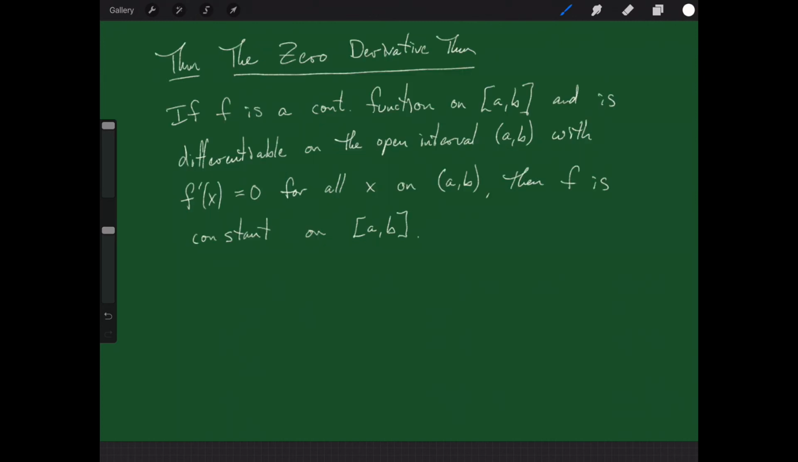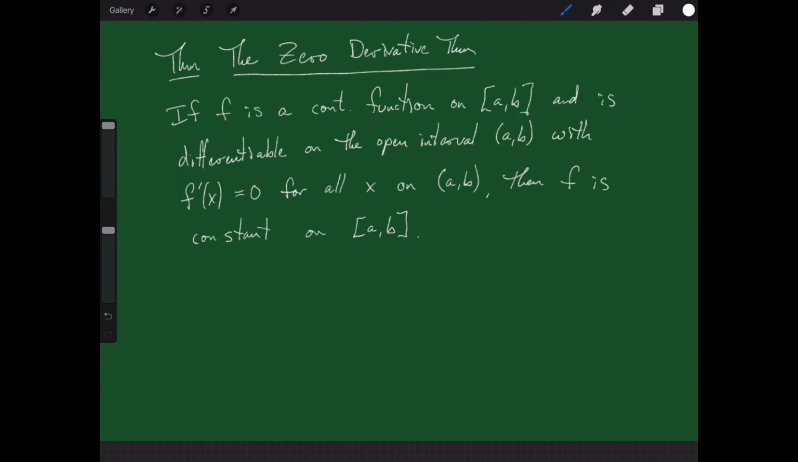Now for the zero derivative theorem. The zero derivative theorem says if f is a continuous function on the closed interval from a to b and is differentiable on the open interval from a to b, with the derivative of f being 0 for every x in a, b, then f has to be a constant function on the closed interval from a to b.